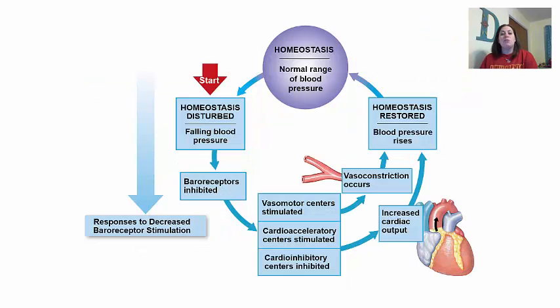On the other hand, if we see that the homeostasis disruption is falling blood pressure, the baroreceptors again are going to detect this because they're inhibited. Once they go to the cardiovascular center, they're going to talk to the vasomotor centers and stimulate them. This is going to cause vasoconstriction of the blood vessels. The cardioacceleratory centers are going to increase the contractility of the heart. The cardioinhibitory centers will be inhibited, so that we can increase the cardiac output. So the vasoconstriction and the increased cardiac output is going to raise the blood pressure. This is going to return it back to normal, and now we're back to homeostasis. All right, so this is what we're looking at with more of a feedback system.